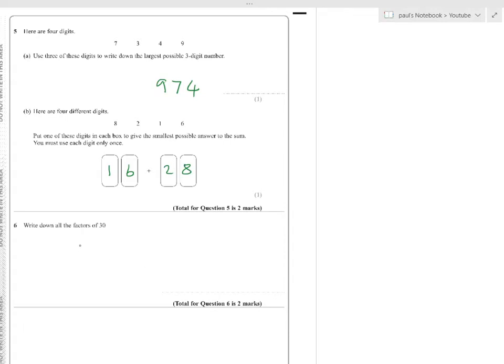Write down all the factors of 30. Well, 1 and 30, 2 times 15, 3 times 10, 5 times 6.